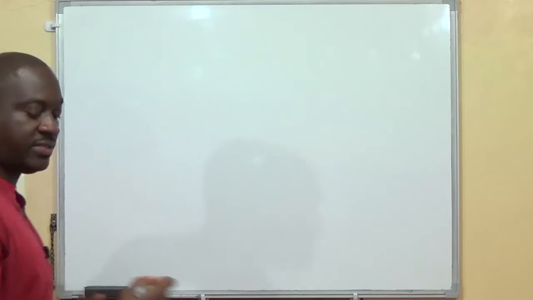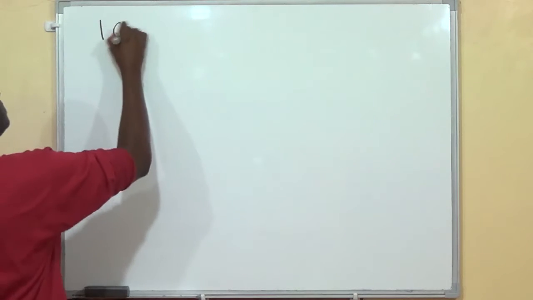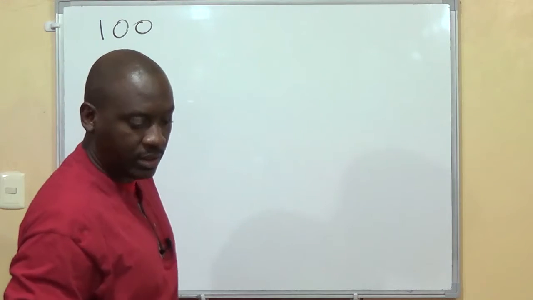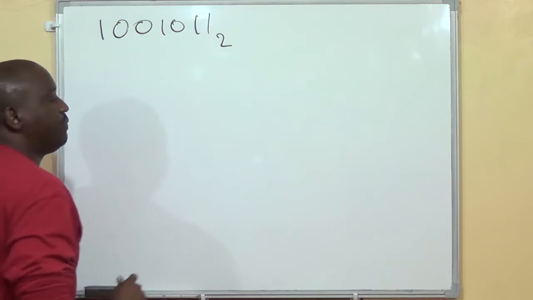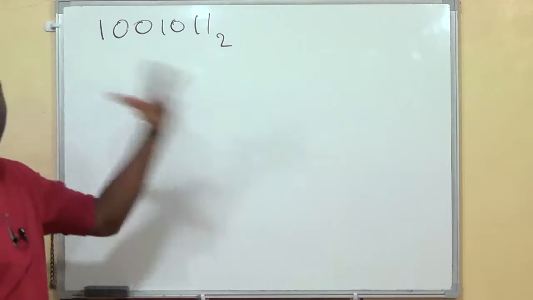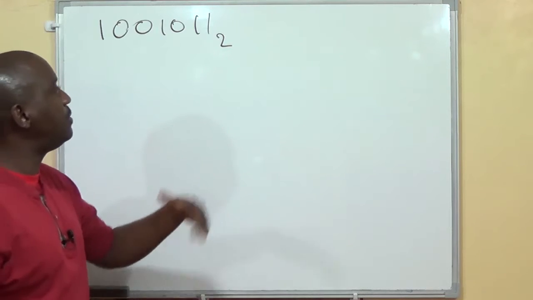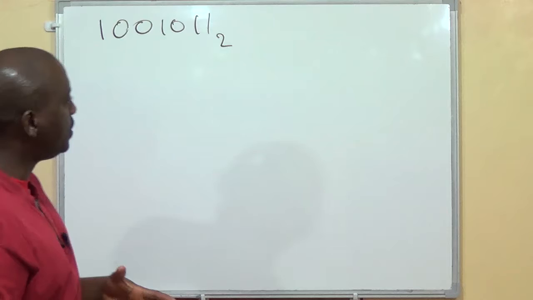So when we had transformed 75 to base 2, we had gotten 1 0 0 1 0 1 1 in base 2. So in other words, if you have this as a question, if they give you this and they tell you to express that in base 10, what do we do?